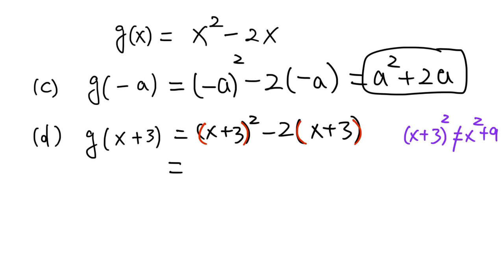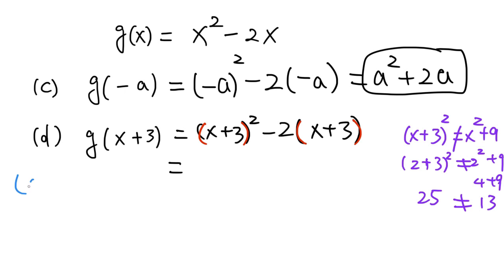For instance, if we have, say, 2 plus 3 squared, what is this? 2 plus 3 is 5, and 5 squared is 25. But if you take 2 squared plus 9, this is 4 plus 9, which is 13. And they are not exactly the same. So this is not exactly the correct way of squaring two terms.